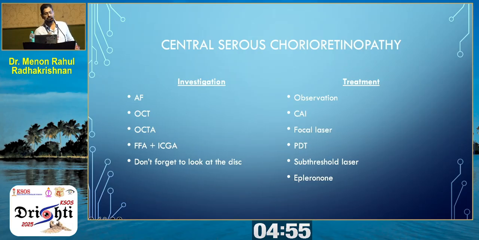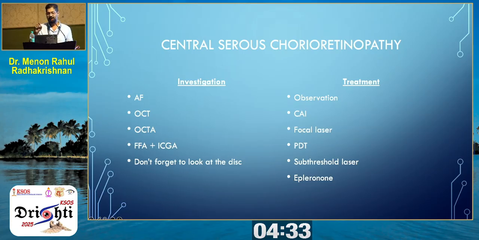The treatment usually is observation. There's no point of trying out non-steroidal anti-inflammatory drugs there because there's no inflammation there. So rather than giving NSAIDs, you can actually try dorzolamide, a carbonic anhydrase inhibitor. Focal laser, after doing an FFA, if you see that the leak is away from the fovea, you can do focal laser. PDT, sadly, we don't have that anymore.